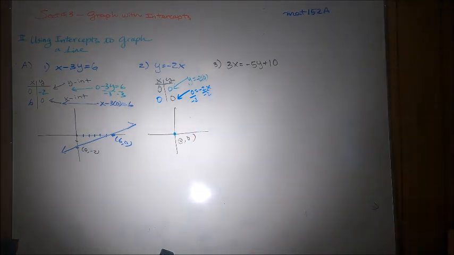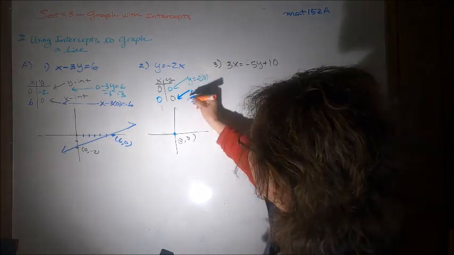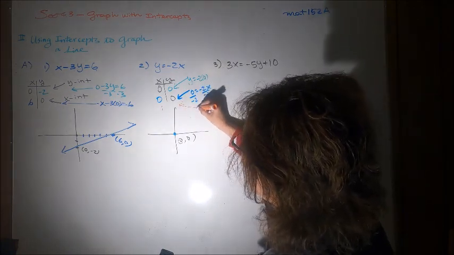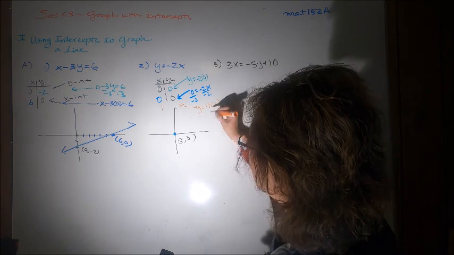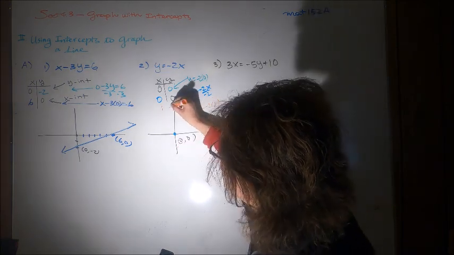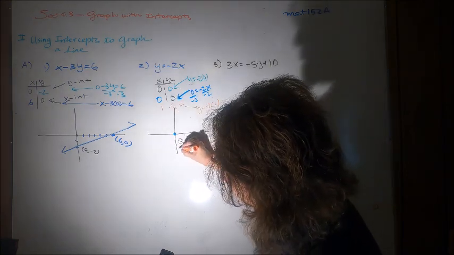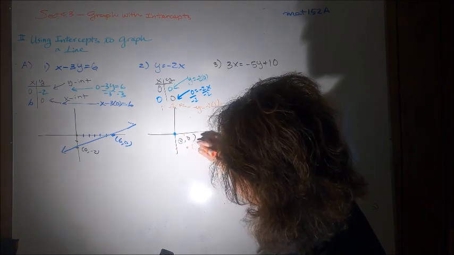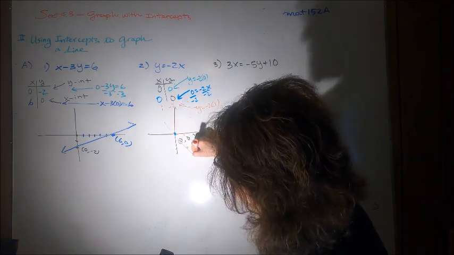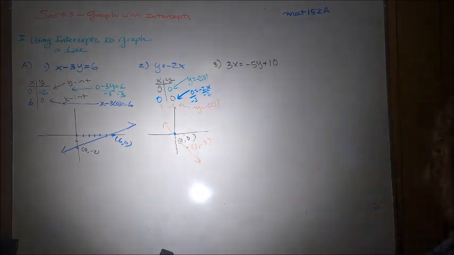Can you make a line just with 1 point? You cannot. So what do we do? Try to find another point, right? So if x is 1, so what do you have? Y is negative 2 times 1. That would be what? Negative 2. So 1 and negative 2. Right? So you can graph a line. You need at least 2 points to graph a line, right?